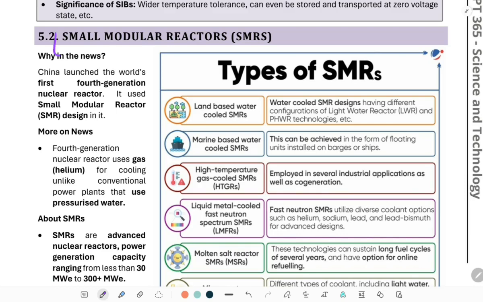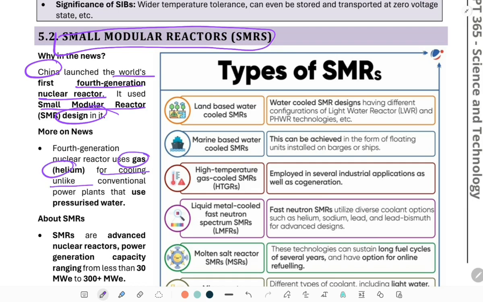Next, we'll see about small modular reactors. Recently, China has launched the world's first fourth generation nuclear reactor. It uses a small modular reactor design. This fourth generation reactor uses the gas helium for cooling, unlike conventional power plants that use pressurized water.